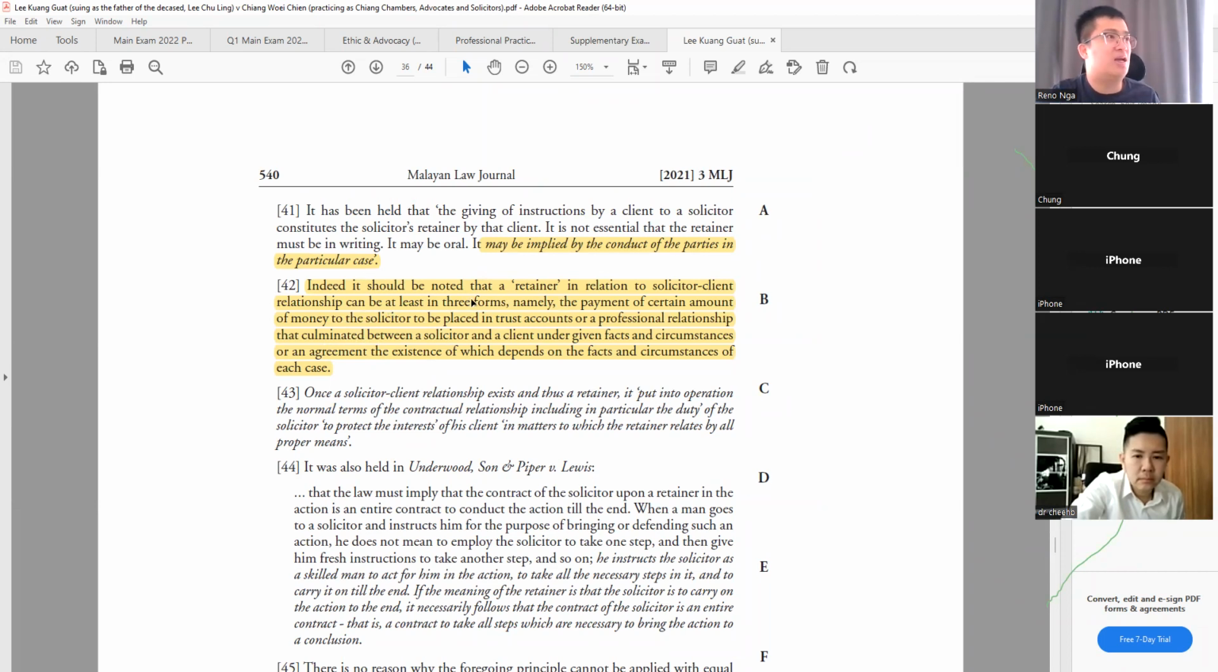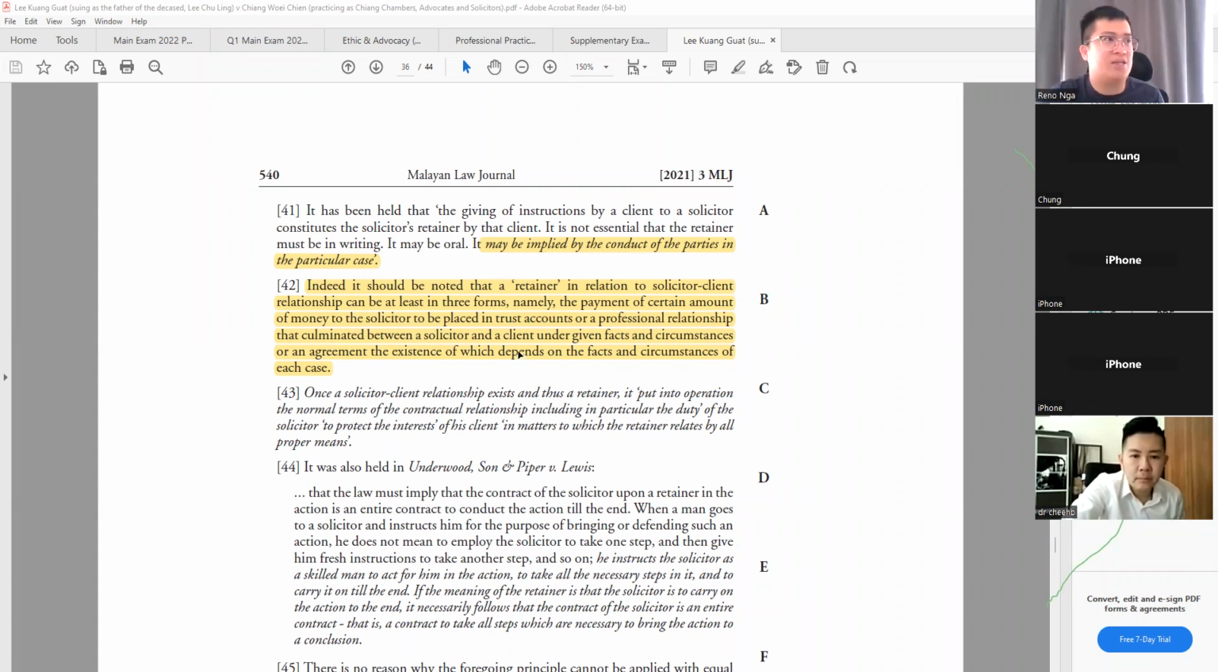Indeed, it should be noted that a retainer in relation to a solicitor-client relationship can be at least in 3 forms, namely the payment of certain amount of money to the solicitor to be placed in trust account or professional relationship. This is what I say just now. When you make payment, then the lawyer cannot say, no, I make payment for fun only. Cannot. So quick payment is one of the conduct to say there is a relationship. Then that between a lawyer, solicitor, and client under given facts and circumstances, or an agreement the existence of which depends on the facts or circumstances of each case.